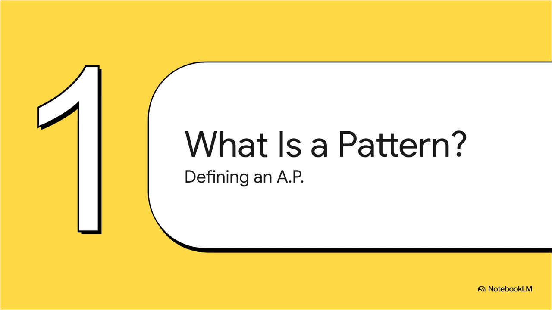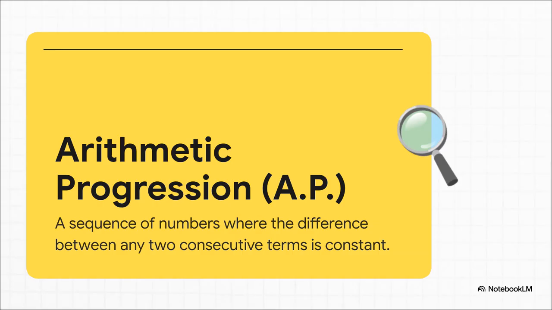Before we can start playing around with this pattern, we've got to give it a name. We need to know the rules of the game. So, what are we actually looking at here? This type of pattern has a name. It's called an arithmetic progression, or AP for short. And the magic word here is constant. It means the difference between the numbers is always the same. It's kind of like climbing a staircase where every single step is the exact same height. That perfect, predictable rhythm is what makes these things so useful.